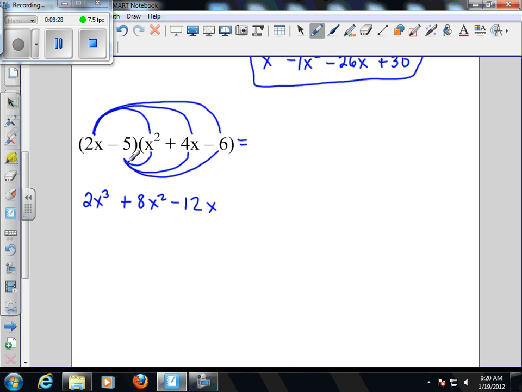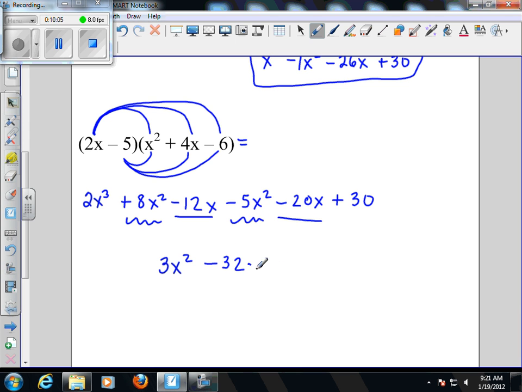Let's now go with the distribution of the negative 5. Negative 5 times x squared gives you negative 5x squared. Negative 5 times 4x gives you negative 20x. And negative 5 times negative 6 gives you positive 30. Combine your like terms. We have positive 8x squared minus 5x squared. That gives us 3x squared. We also have negative 12x and negative 20x. Combine those, we get negative 32x.